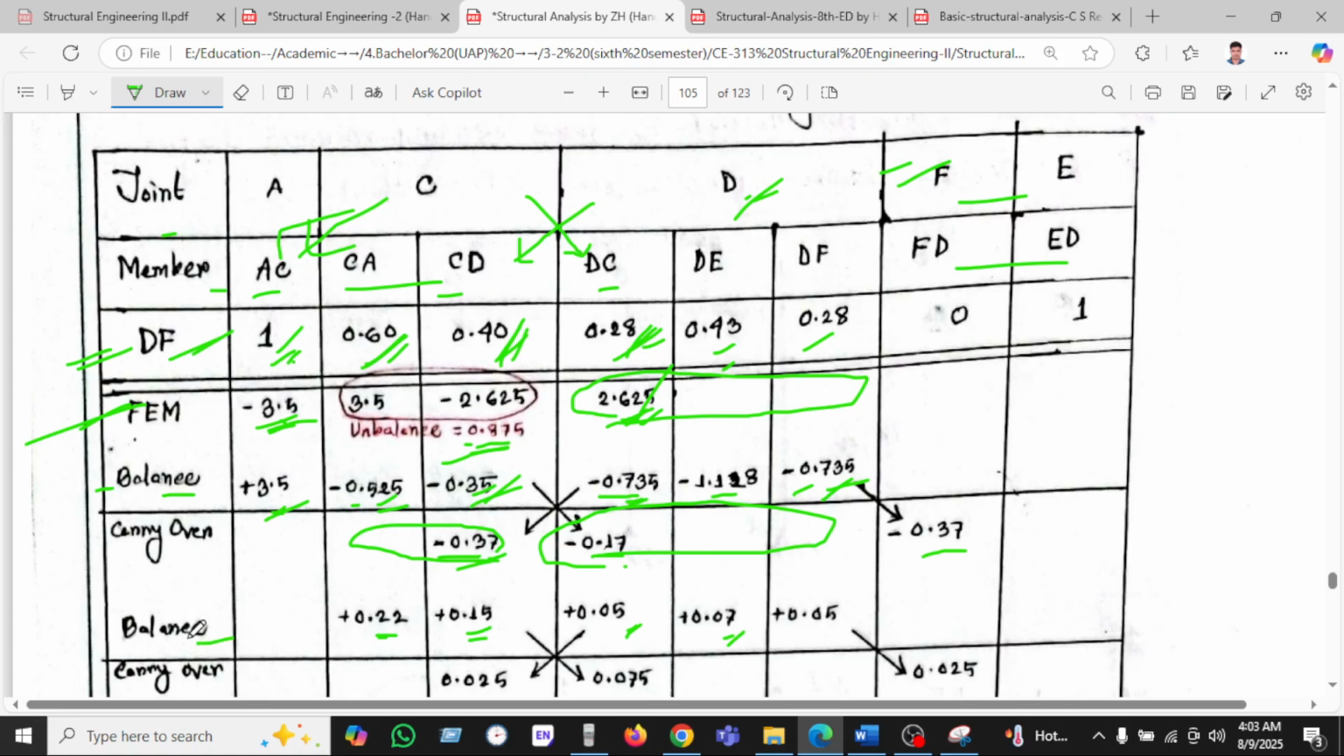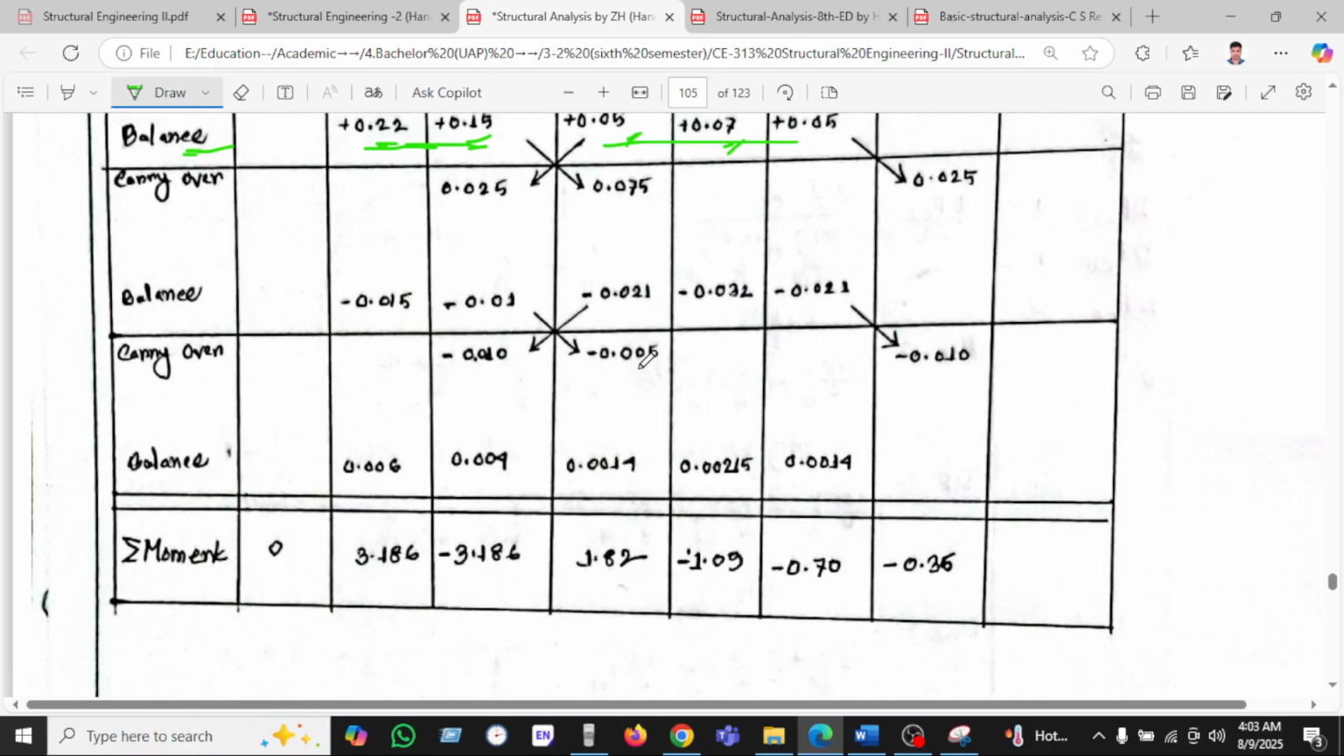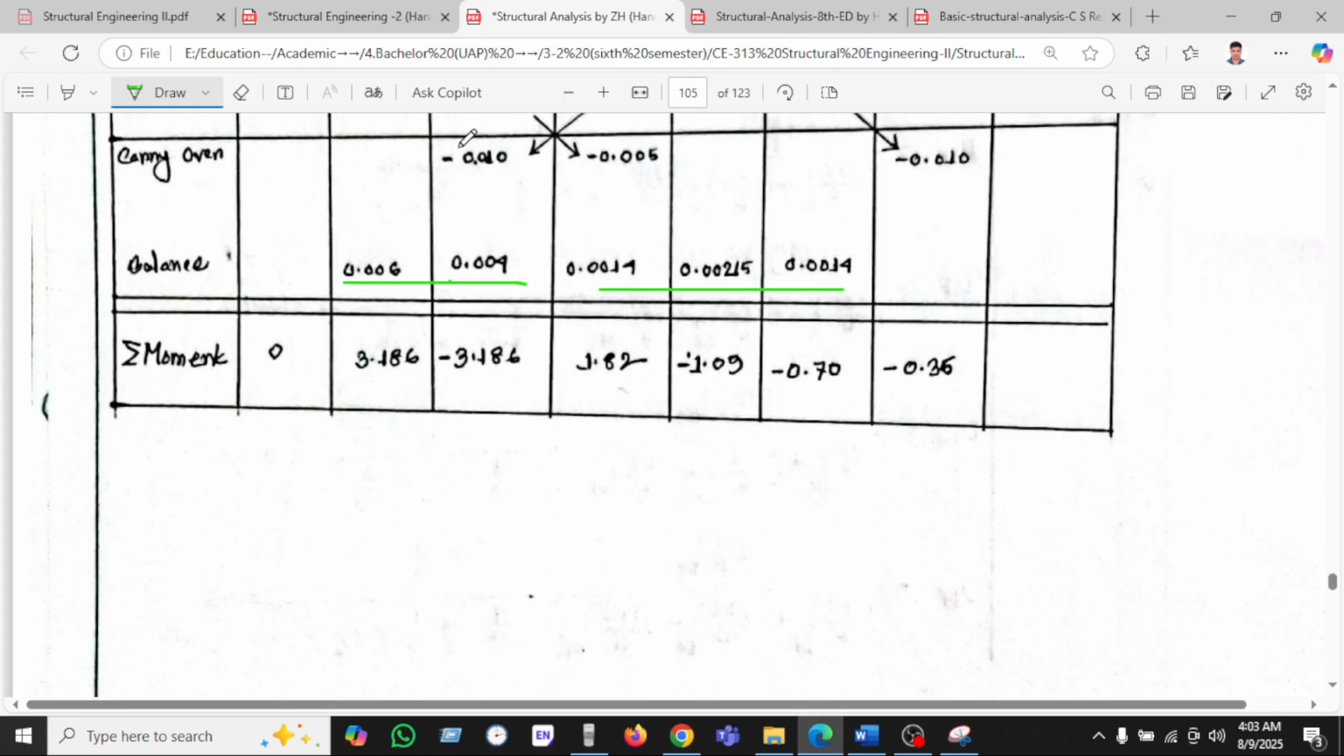As this is the balancing moment distribution, if this value is positive, then it will be negative. If this value is negative, then it will be positive. We have found this is negative, so for balancing purposes we have used the positive value. In this case, all these values below are close to 0. Now we can stop our trials and find the moment.